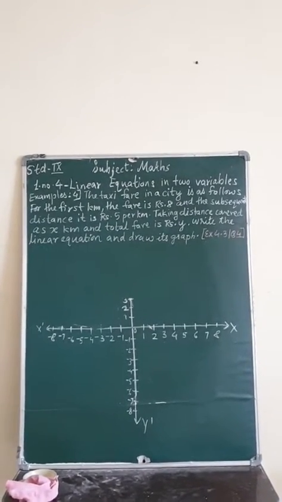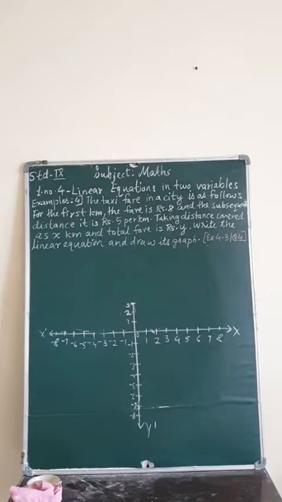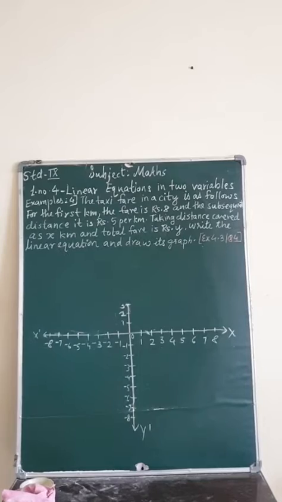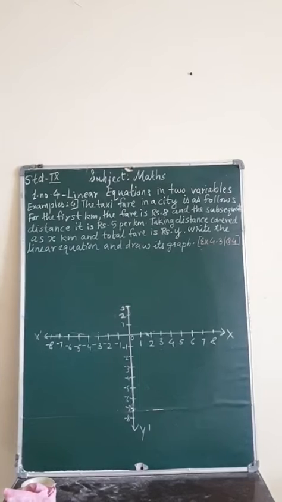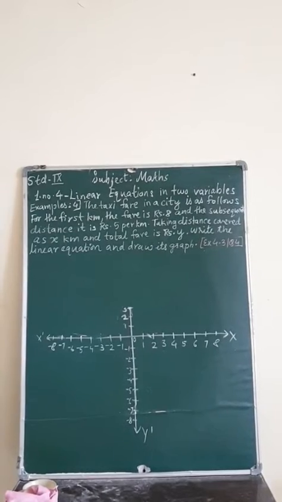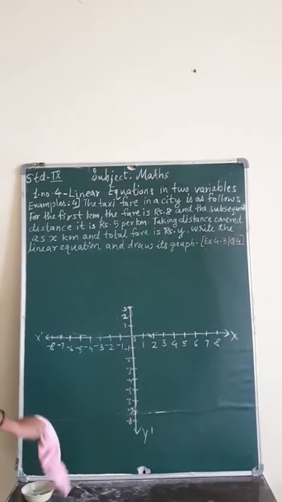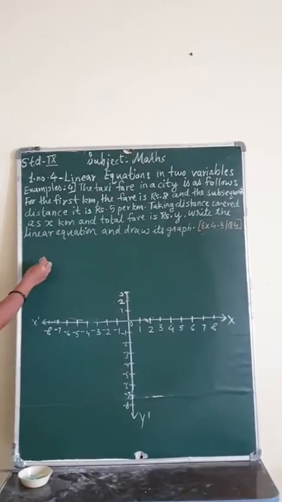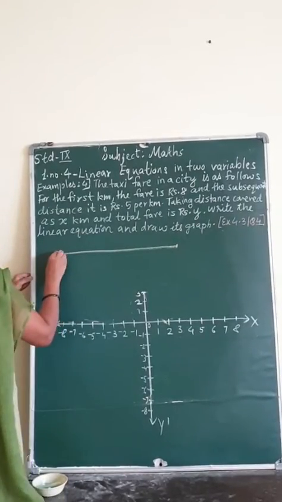Let's move to the fourth example. The taxi fare in a city is as follows. For the first kilometer, the fare is rupees 8 and for the subsequent distance it is rupees 5 per kilometer. Taking distance covered as x kilometer and total fare as rupees y, write the linear equation and draw its graph. Exercise 4.3, question number 4. Before we write the linear equation, see the concept given over here. For the first kilometer, suppose the distance covered is total, they have given us x kilometer.